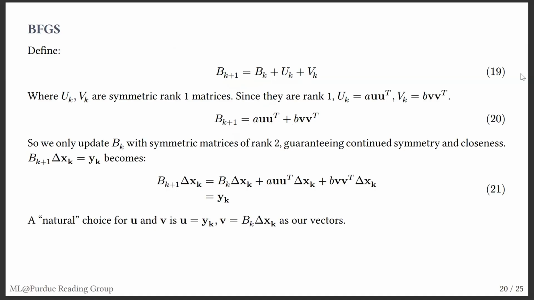Each of those matrices has to be a rank 1 matrix. The result of this action means that we update B of k plus 1 in only 2 ranks out of n ranks. So we're actually changing very little. We're changing the minimum possible of B of k plus 1.